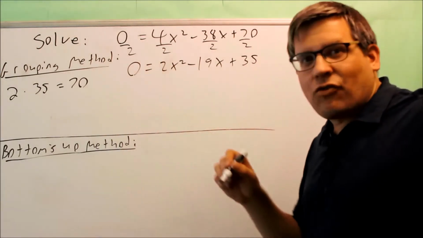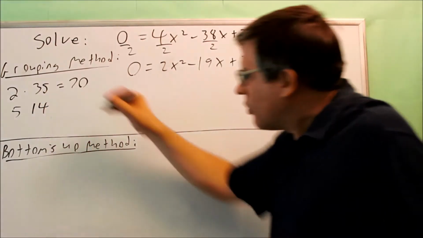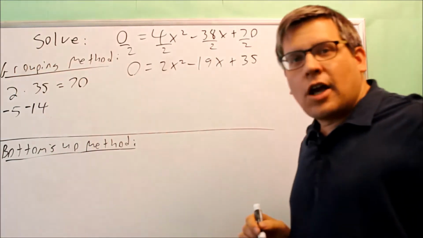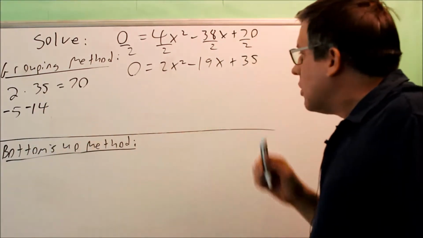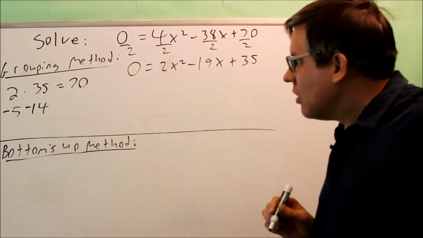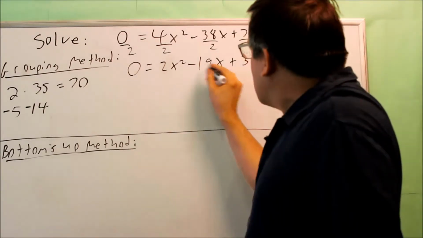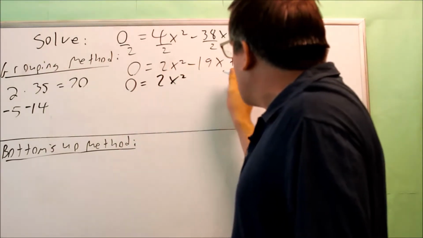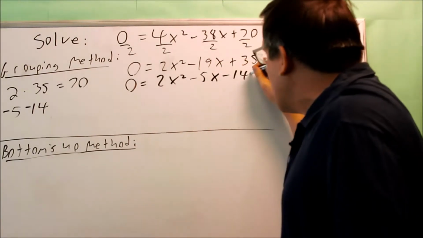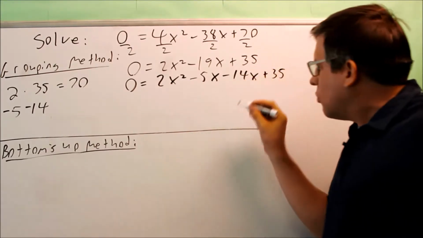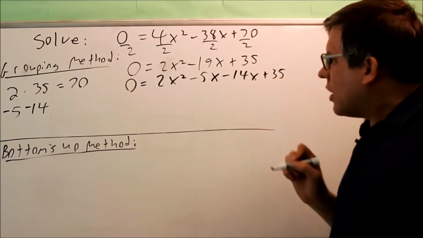So if you go through the whole list of factors of 70, the one that's going to work is 5 and 14. Now both of those are going to have to be negative. Negative 5 times negative 14 equals positive 70, but when you add them together, it equals negative 19, the middle term here. Okay, so now that we have that, we're going to rewrite the middle term in terms of these new factors. So instead of negative 19x, I'm going to write negative 5x and negative 14x. It simplifies back to the original one, and we didn't change anything by doing that.